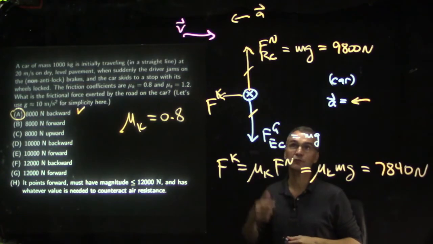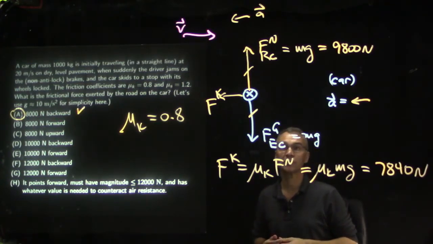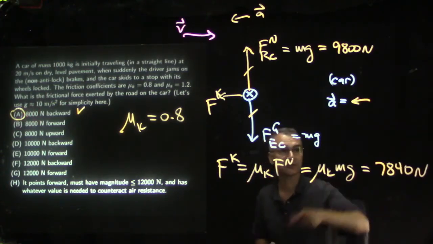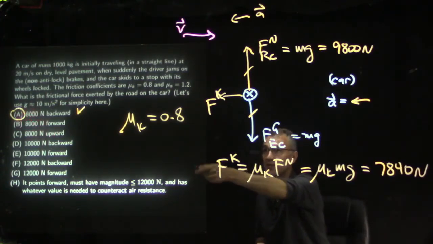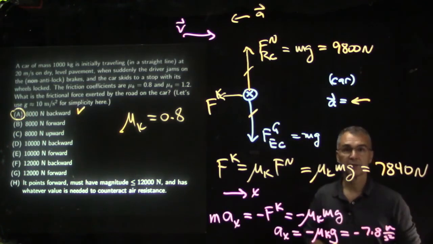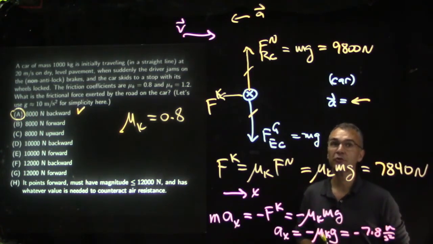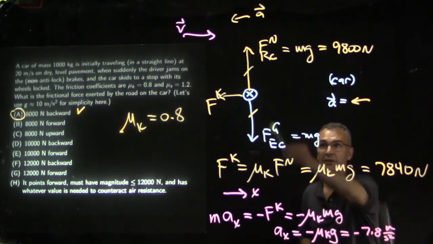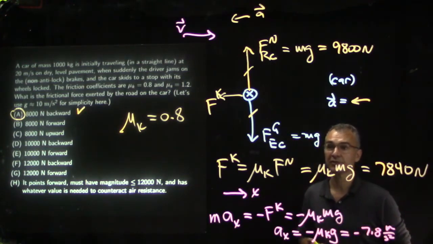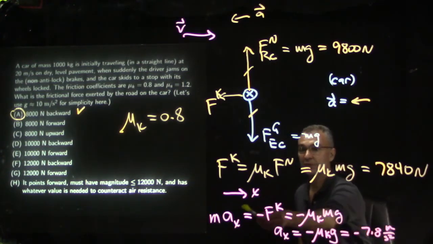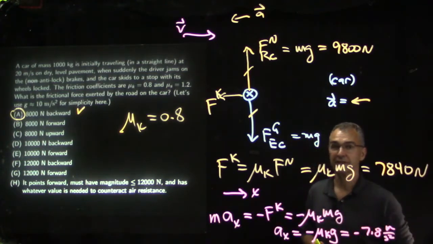Since the car is moving forward, kinetic friction will oppose the relative motion of the car and the road, so it's going to point backward. That's the frictional force by the road on the car. It's kinetic friction, and it's 7,840 newtons backward, so about 8,000 newtons backward. By the way, if you wanted to work out the acceleration, there's only one horizontal force acting on the car, it points in the backward direction, and you know how big it is. So we could write Newton's second law on the x-axis.